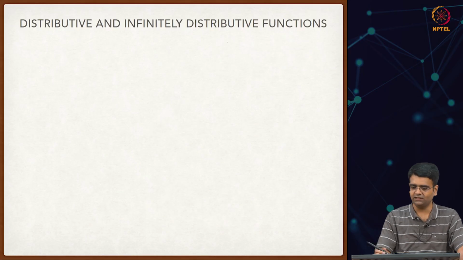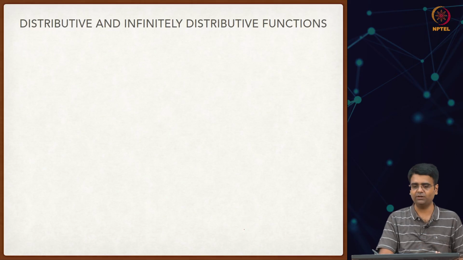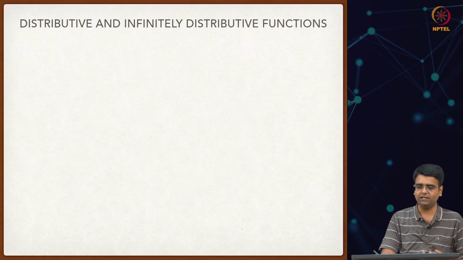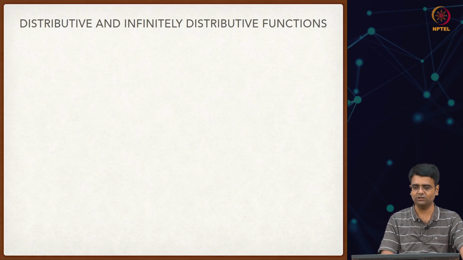So we will see that if your abstract transfer functions satisfy a stronger property, which is distributivity, then the LFP of f bar will be equal to the abstract GOP. For that, let's first define this notion of distributivity. So what are distributive and infinitely distributive functions?